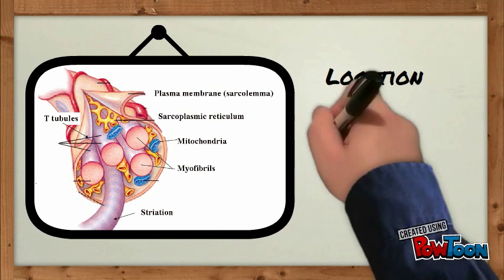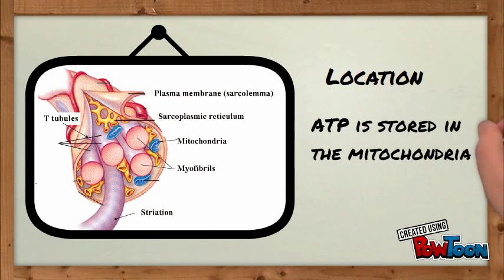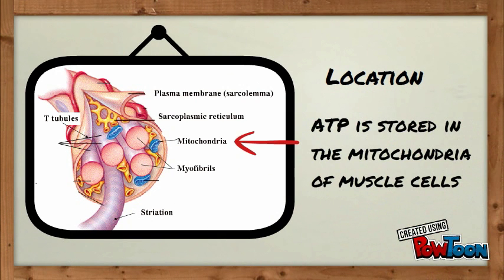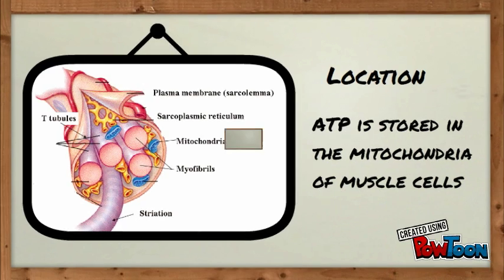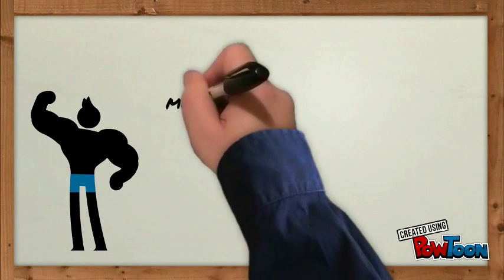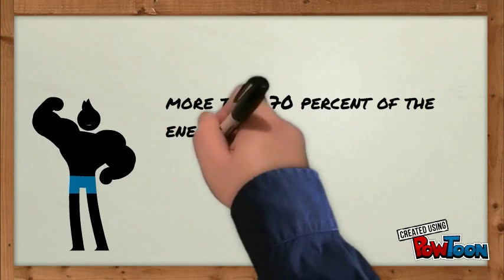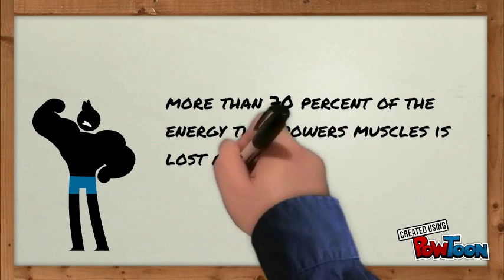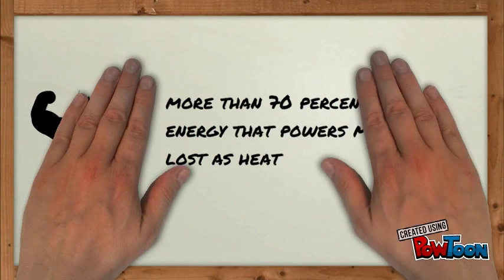A particularly large amount of ATP is stored in muscle cells, as high levels of energy is required to produce a muscle contraction. During exercise, more than 70% of the energy that powers muscles is lost as heat, causing body temperature to rise.